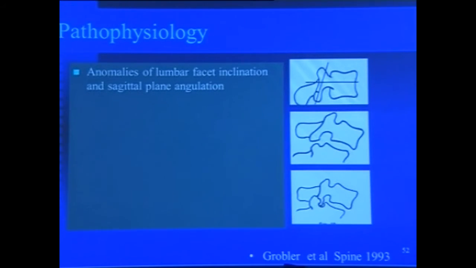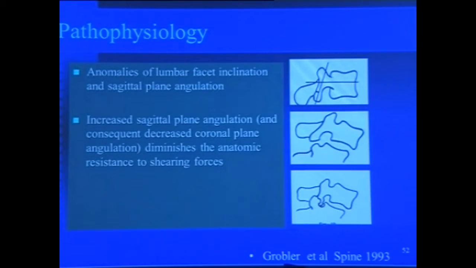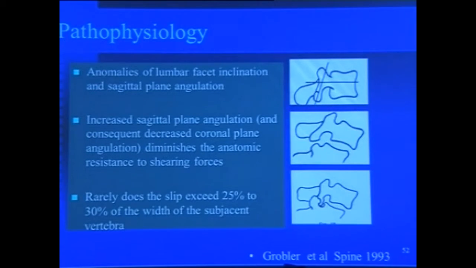What happens is that in these cases, there is an anomaly present in the lumbar facet as far as the inclination is concerned, as well as the sagittal plane angulation. If you go to the second photograph, there is an increased sagittal plane angulation, which results in decreased coronal plane angulation, which produces a decreased effect on the anatomical resistance of the disc, and there is a tendency for the slip of the vertebral body. And these slips, as compared to the isthmic, are from 25 to 30% and not more.